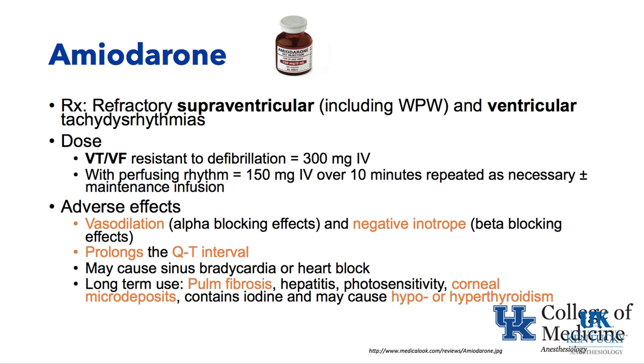Now, the dose of amiodarone in a patient who has persistent VTach or VFib that's been resistant to defibrillation, you've shocked them and they're not coming back, is 300 milligrams IV. If they have a perfusing rhythm, the dose is lower, 150 milligrams over 10 minutes, repeated as necessary, remembering that as you bolus amiodarone rapidly, it can cause vasodilation and negative inotropy. It also prolongs the QT interval, and therefore in patients with torsades, which is our next topic, amiodarone would not be indicated.